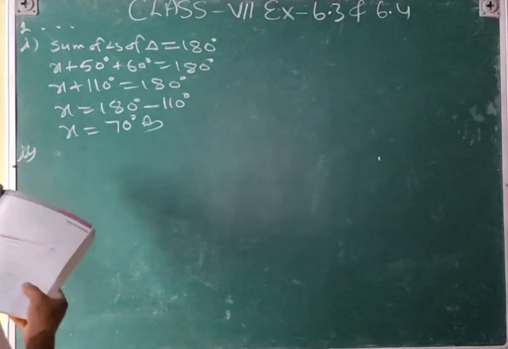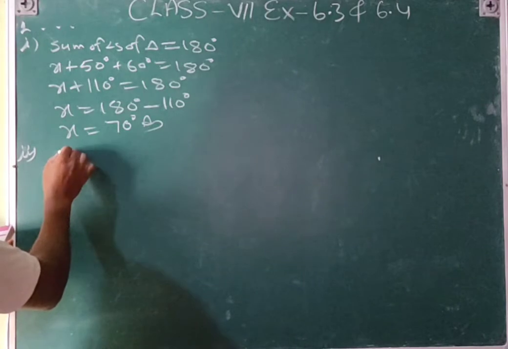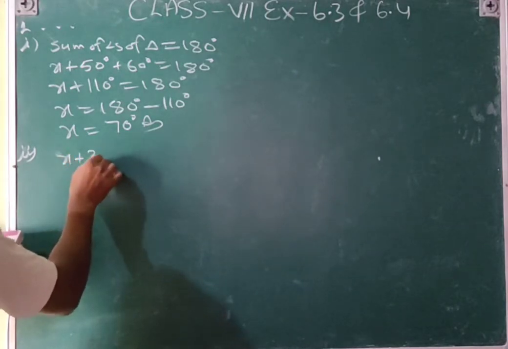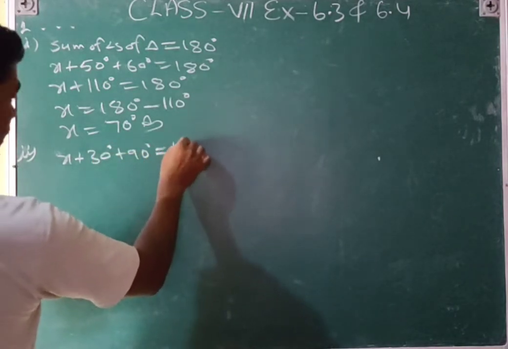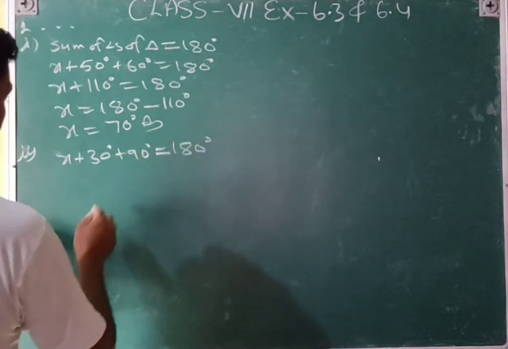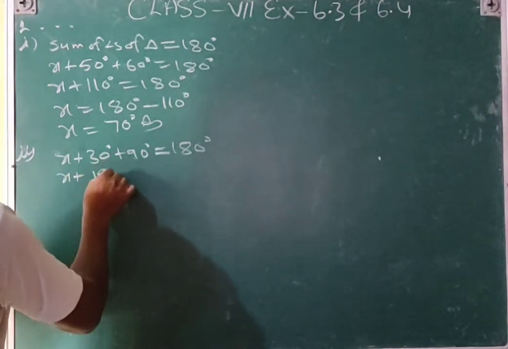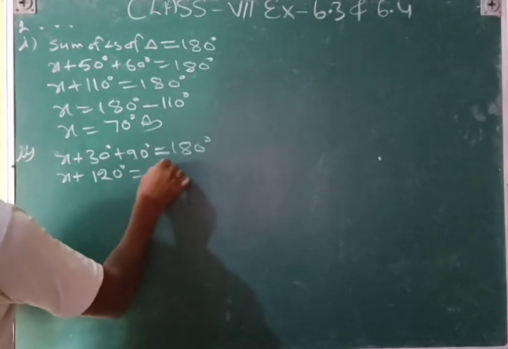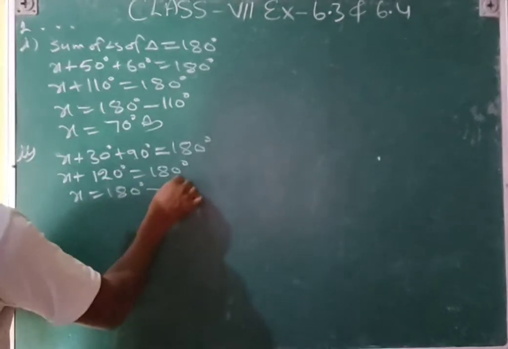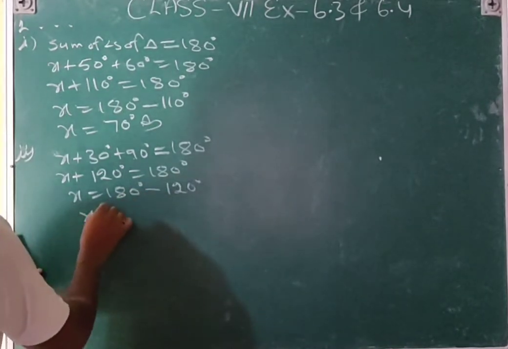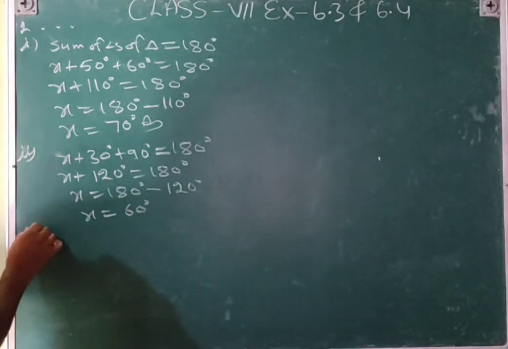Second part: again the same, we will write the sum of the angles of a triangle, and then we will write x plus 30 plus 90, that square sign is 90 degrees, is 180 degrees. Then x plus 120 degrees is equal to 180 degrees. Then x is equal to 180 degrees minus 120 degrees. So x is equal to 60 degrees. This will be the answer.